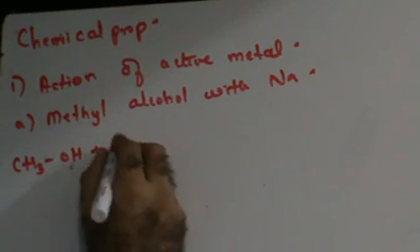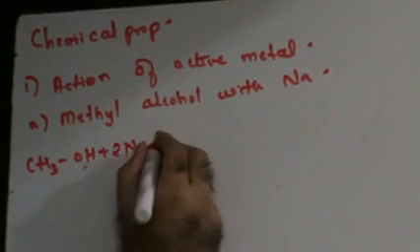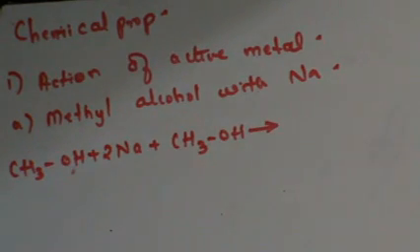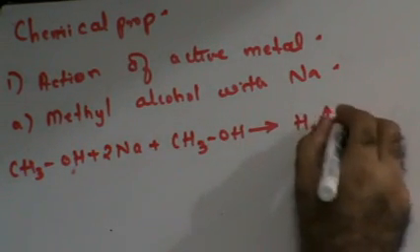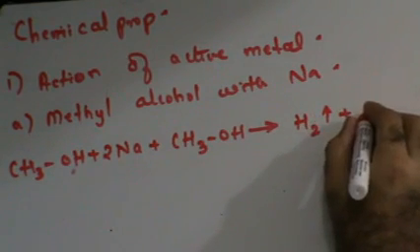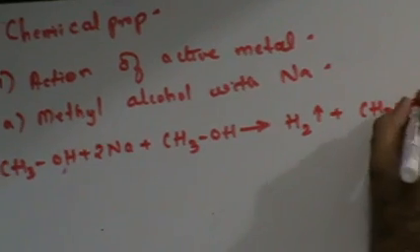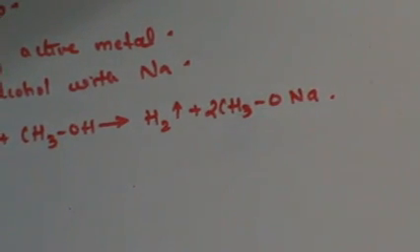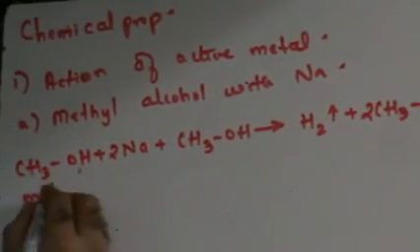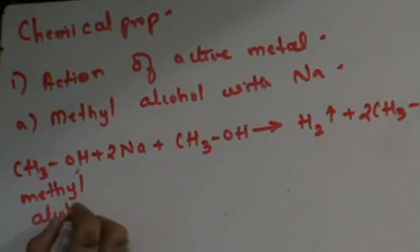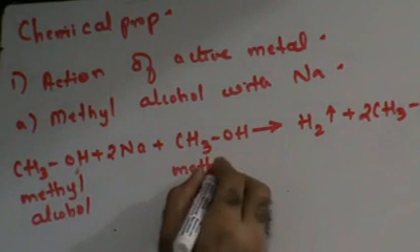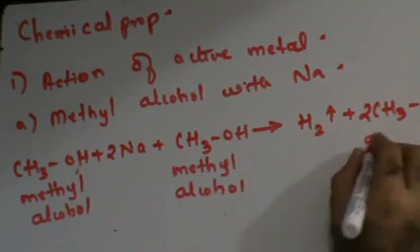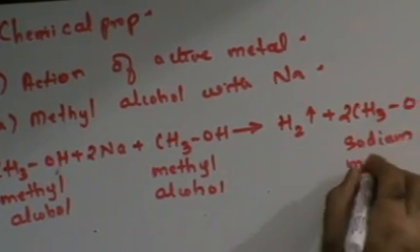So you will have two atoms of sodium metal plus methyl alcohol again, right? This will give you hydrogen gas plus CH3ONa. This is two molecules of CH3ONa, right? This is methyl alcohol reacts with sodium metal. This is methyl alcohol and this is sodium methoxide.